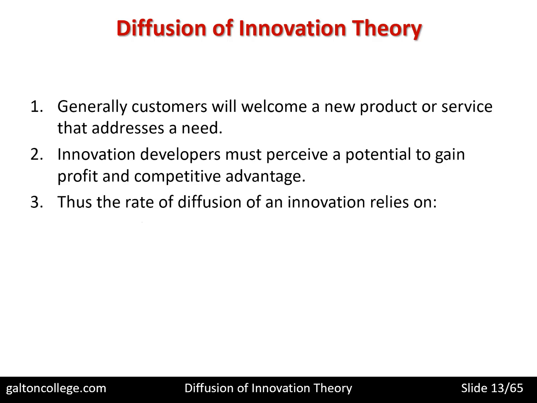So the rate of diffusion of an innovation relies on the innovation itself. What is the innovation? What are the costs of the innovation? What are the net advantages of the innovation? The channels of communication. This can be broadly defined as how will the innovation be communicated within the marketplace? Will it be by word of mouth, by advertising, by demonstration? How will it be communicated?